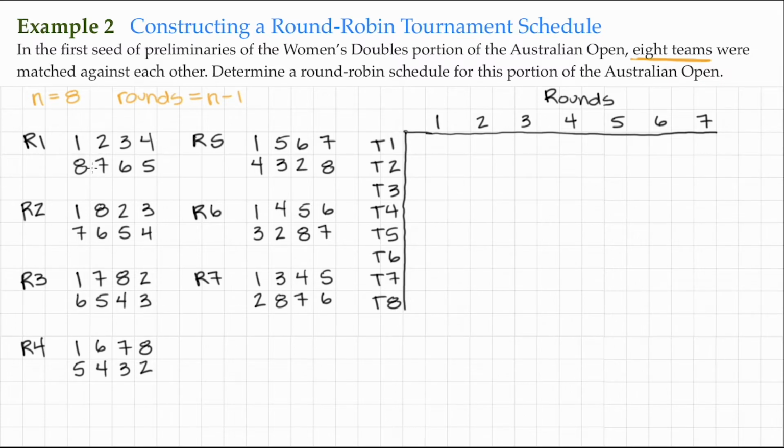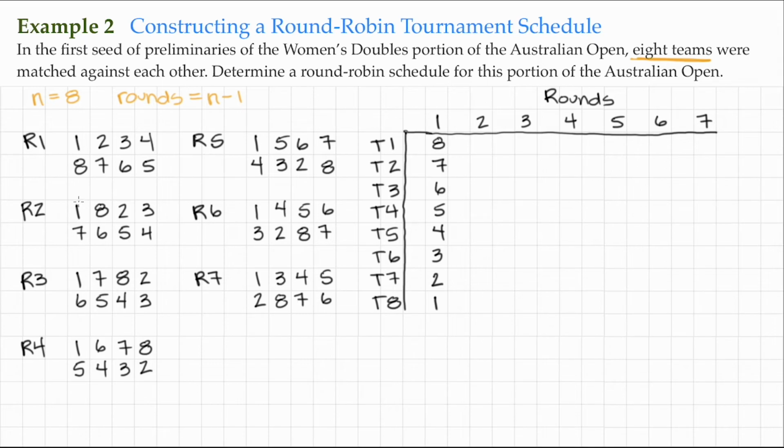As I look over here, for the first round, teams 1 and 8 are matched up. Here's team 1. He matches up with 8, and team 8 matches up with 1. 2 and 7 for round 1. Team 2 matches up with 7, and 7 matches up with 2. Teams 3 and 6 for round 1. 3 is matched up with 6, and 6 is matched up with 3. And then 4 and 5. 4 is matched up with 5, and 5 is matched up with 4. And we do that for each round.